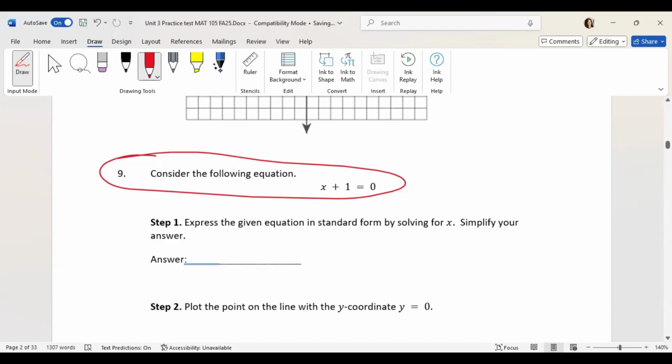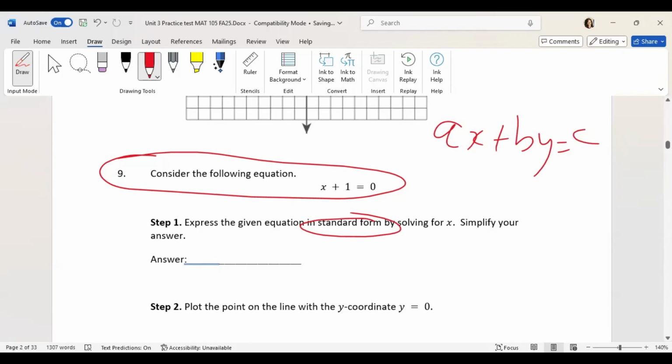Whenever you have a linear equation in one variable, you have to be careful because that line could be a vertical line or a horizontal line. So first of all, let's rewrite this equation in standard form as they asked us to do. The standard form of a linear equation is ax plus by equal to c.